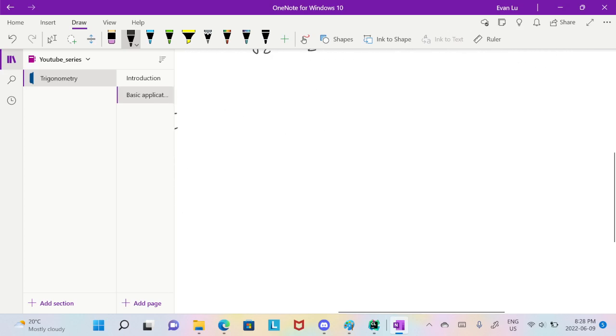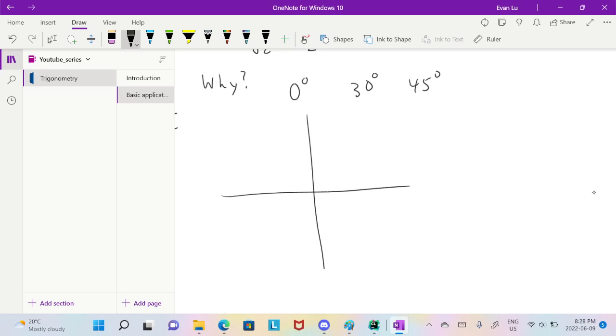Now, why are these three really important? Right, so I had 0 degrees, 30 degrees, and 45 degrees. Well, actually the thing is, I lied. These three are not the only three important ones. Let's draw on our unit circle again. Really, there are a lot of important ones.